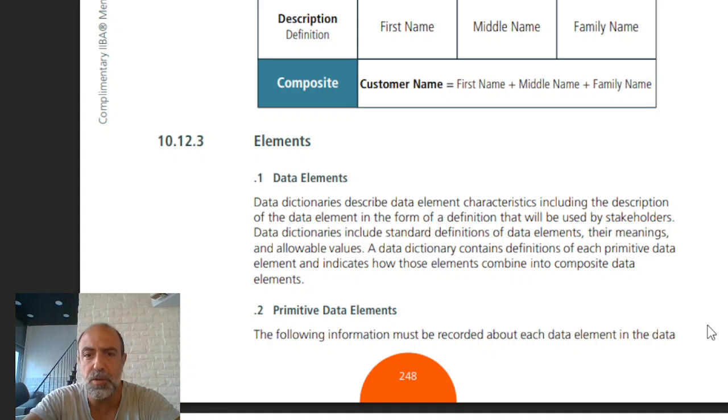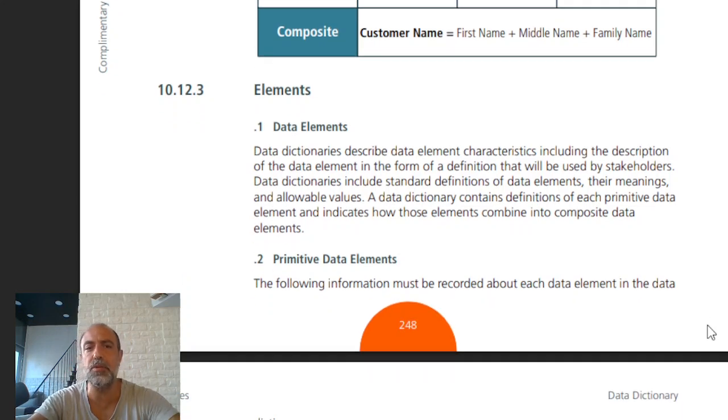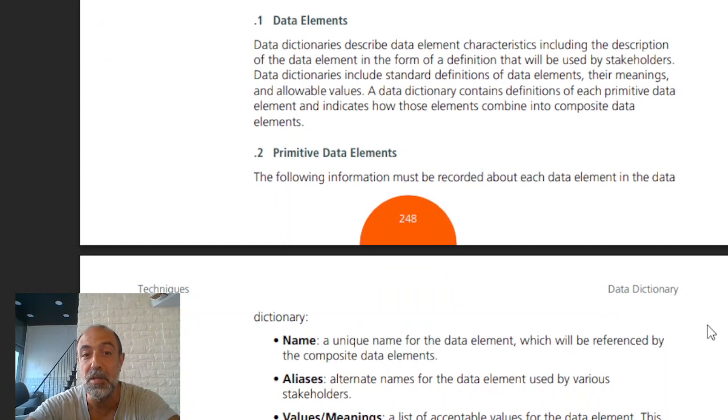So data dictionaries describe data element characteristics, including the descriptions of the data element in the form of a definition that will be used by stakeholders. Data dictionaries include standard definitions of data elements, their meanings, and allowable values. A data dictionary contains definitions of each primitive data element and indicates how those elements combine into composite data elements.